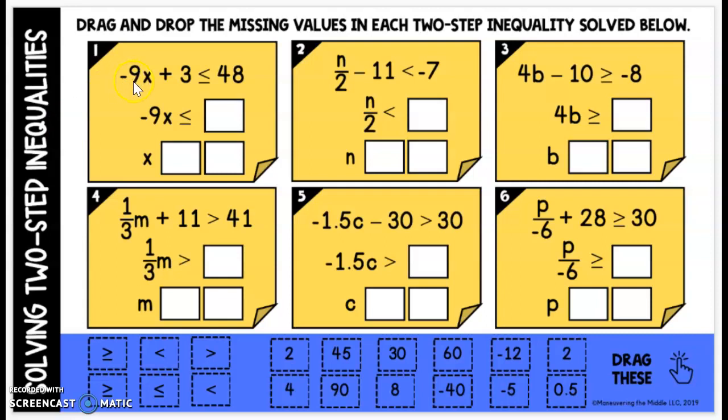We have -9 times x plus 3 is less than or equal to 48. The first thing I need to do is decide what to work first, because I have a lot of things going on on the left side of my inequality. I had to learn, when working with inequalities or equations that just get bigger and bigger and you're trying to solve for x, where do you begin?